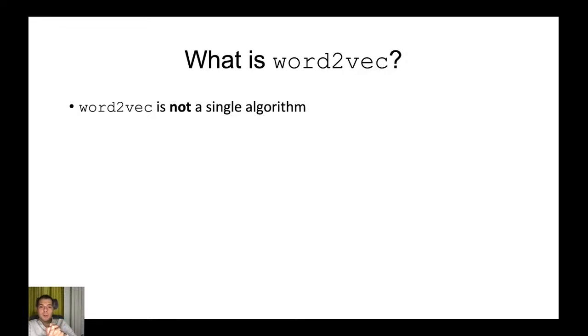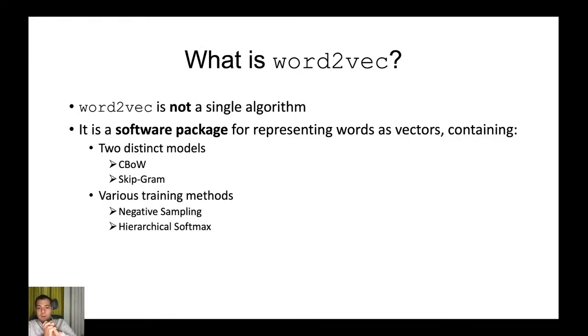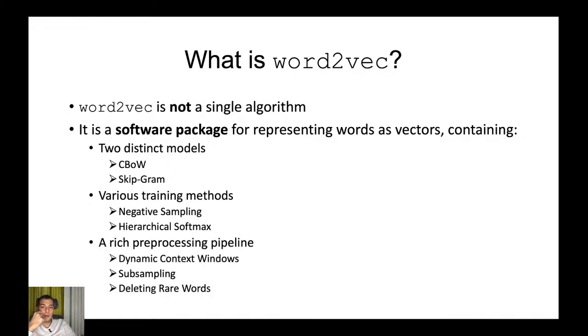Word2Vec is not a single algorithm. It's actually a software package that contains two algorithms, CBOW and Skip-gram that we introduced last time. These are the main algorithms, but they also have various training methods such as negative sampling and hierarchical softmax. They also have a rich preprocessing pipeline that includes dynamic context windows, subsampling, deleting rare words, and so on. So Word2Vec is a software package that contains these neural training algorithms, but also additional pre-processing or post-processing steps, and additional things for the training. So it's more complex than an algorithm, and it also involves these hyperparameters.